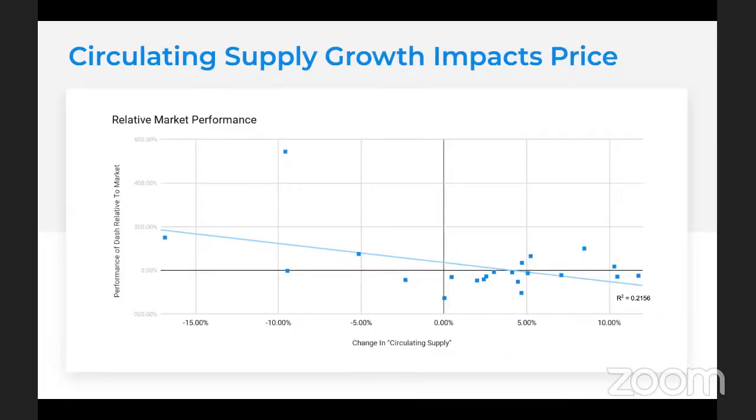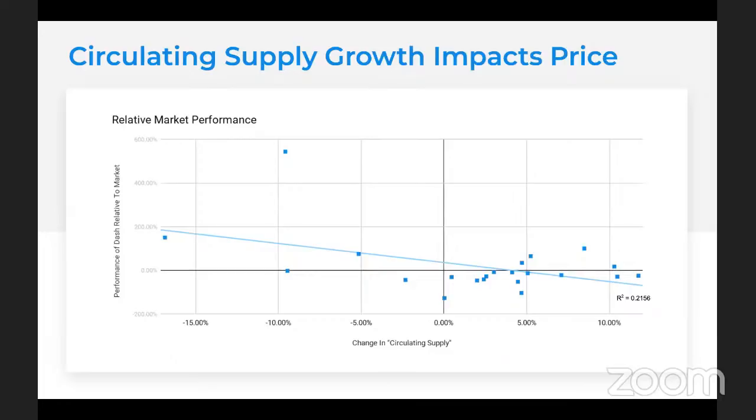And when we did this, what we find is when circulating supply is expanding, that's the right-hand side of this graph, Dash's relative performance to the rest of the market is relatively subdued. We don't have dramatic outperformance typically in quarters like that. And if we look at the quarters, and they're rare, but they do exist, where circulating supply is actually contracting, what we find is that Dash's performance relative to the market tends to be quite good.